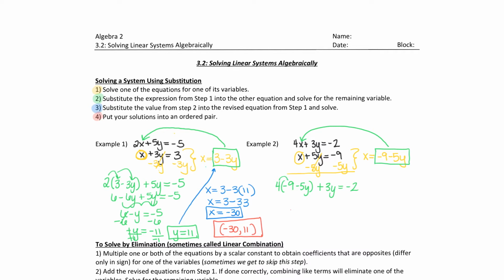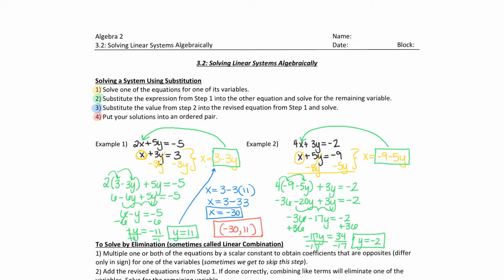So when I distribute my 4 here, I'll have negative 36 minus 20y plus 3y equals negative 2. Then I can combine my like terms here. So I have negative 36 minus 17y equals negative 2. I need to add the 36 to the other side. So I have negative 17y equals 34. And then when I divide by negative 17, I get a nice solution of y equals negative 2.